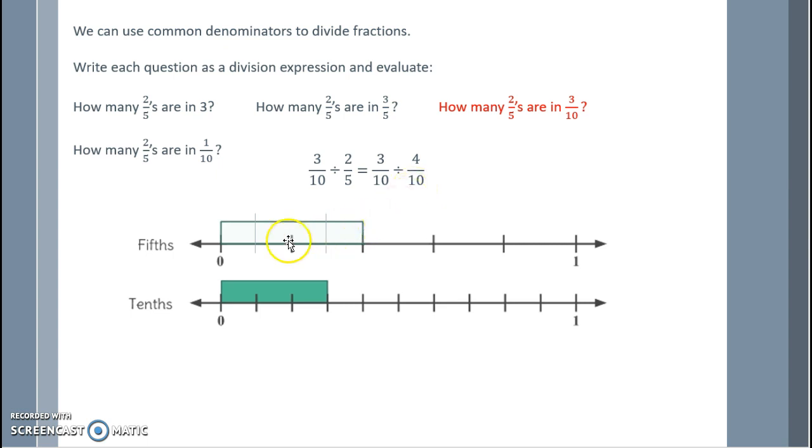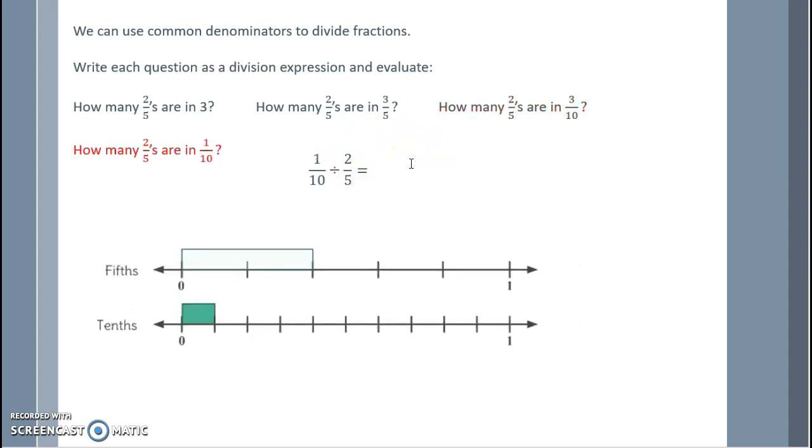So I want to know how many 4/10 can go into 3/10. Well, I don't have enough 3/10 here to fill this, but I see that these 3/10 fill in 3/4 of the way. So 3 divided by 4 is the solution.